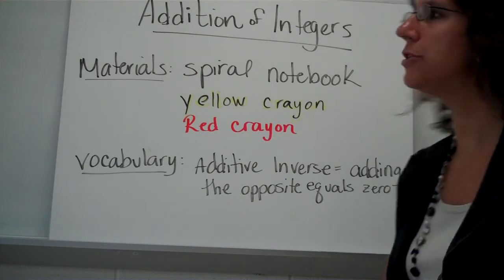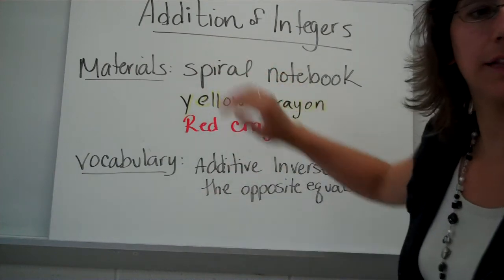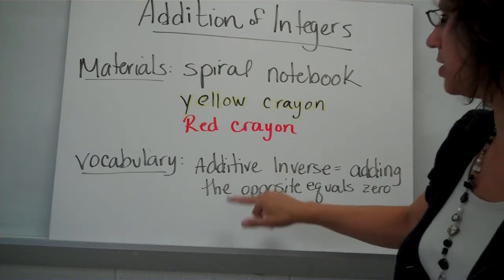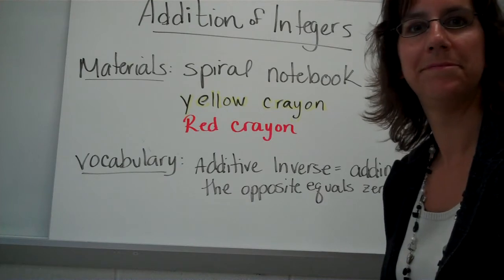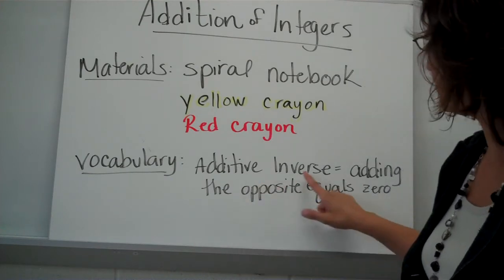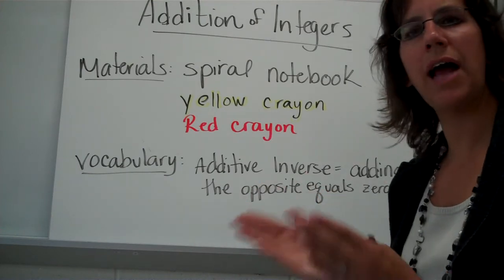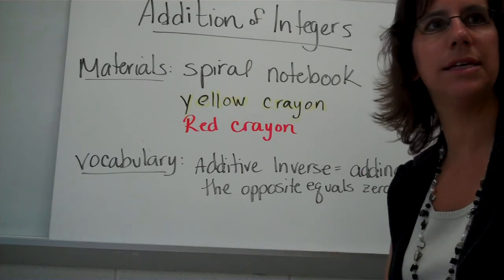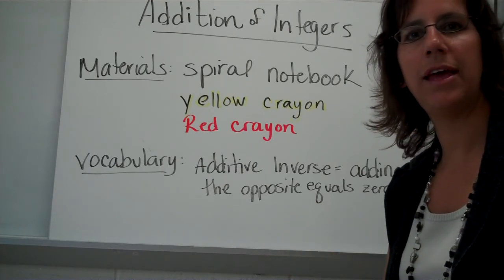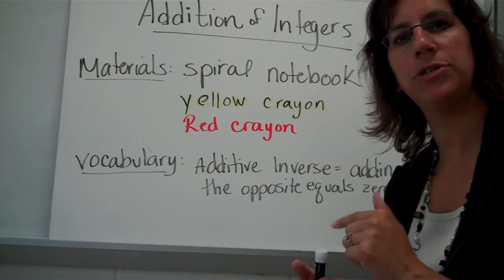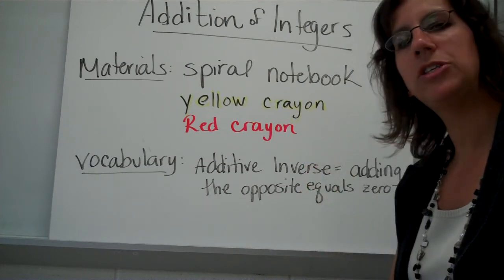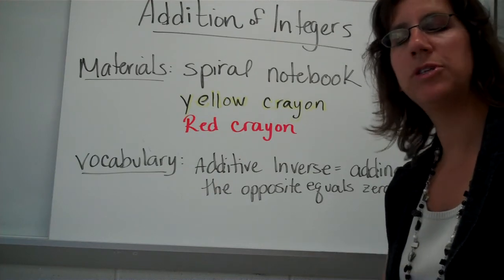All right, great. In your spiral notebook, go ahead and write this title at the top of your page. And then also, go ahead and write down this vocabulary word. The additive inverse means when you add opposites together, you're going to get zero. So if you have a 5, the opposite of 5 is negative 5, and if you put those two together, you get zero. We're going to be talking about that term as we talk about modeling.